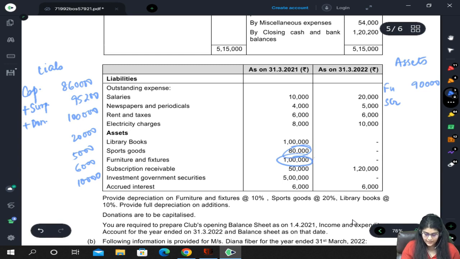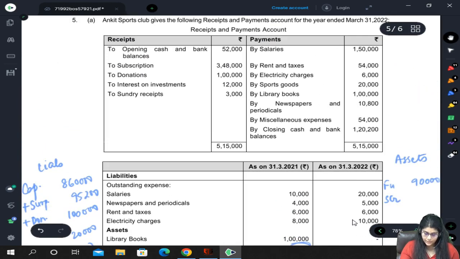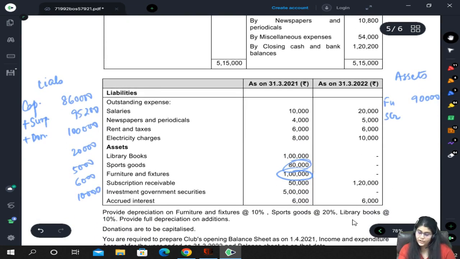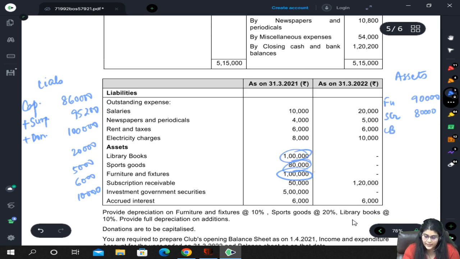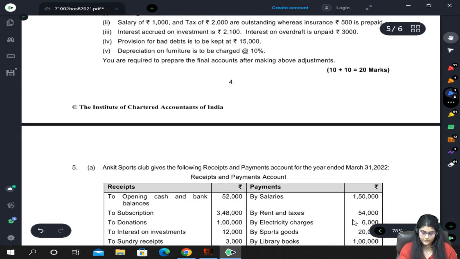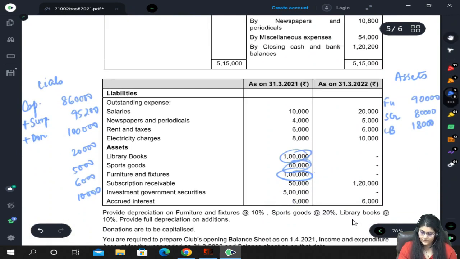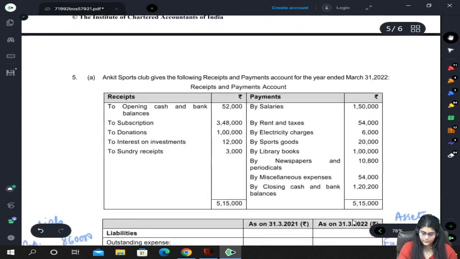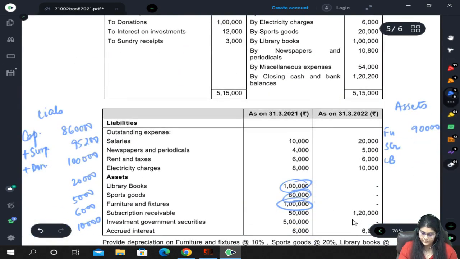Sports goods, 80,000 plus 20,000 which we bought minus the depreciation we charged, 20,000. So that gives us a net of 80,000. Library books, opening 1 lakh. We bought another 1 lakh and charged 20,000 depreciation. So 1,80,000. Right? Next, we have investment in government securities remaining the same because we haven't made any new investments. So this remains at 5 lakhs.